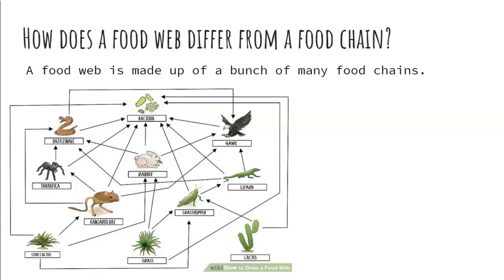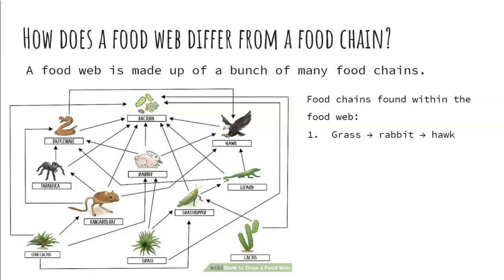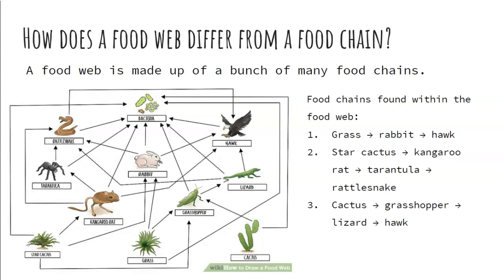So, and this is key, I said this is important to understand, in order to understand the difference, the food web is made of food chains. Food chains found within food webs are things like grass, rabbit, and hawk; star cactus, kangaroo rat, tarantula, rattlesnake; cactus, grasshopper, lizard, hawk. These are food chains that make up a food web. And that is very key to know, because once we start talking about energy transfers, number pyramids and biomass, this is going to be important to remember that each one of these is individual.